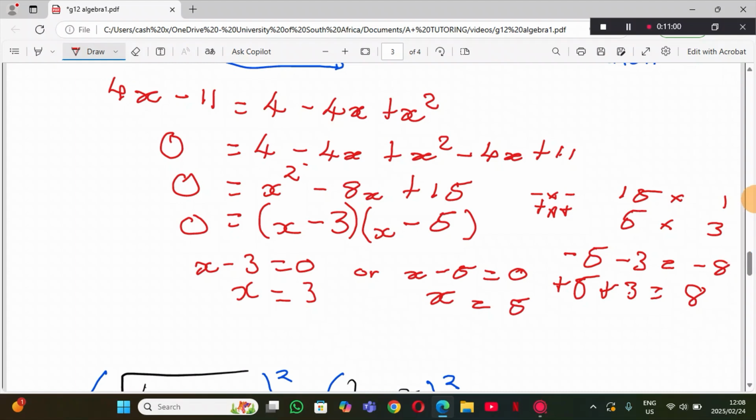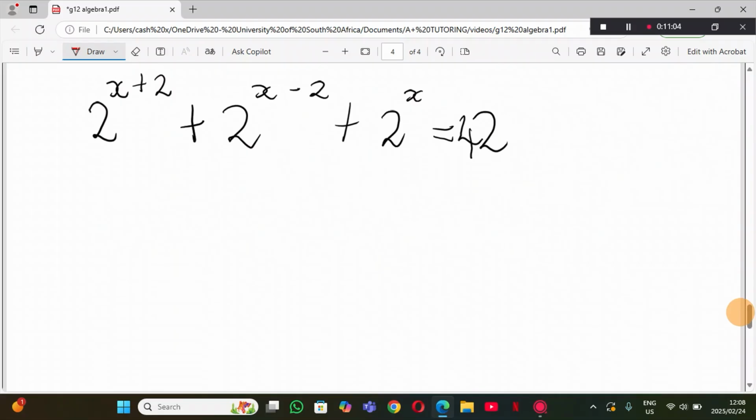Okay. Now on to our last one for the day. It's an exponent question. With this one we have 2 to the power of x plus 2, plus 2 to the power of x minus 2, plus 2 to the power of x is equal to 42.